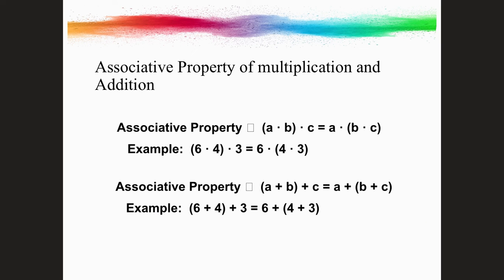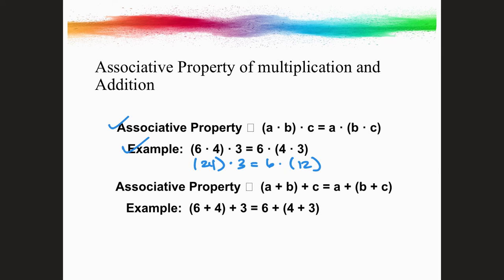So here we have the associative property of multiplication and addition in algebraic form and in an example with numeric form. And we can test the example in numeric form here. We have 6 times 4, that's going to give us 24, times 3 is equivalent to 6 times 4 times 3, which is 12.